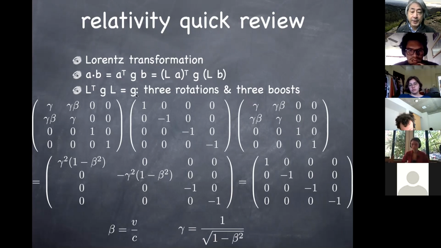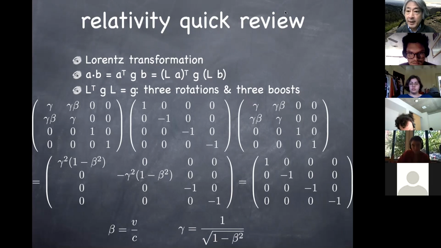So I can write this using this matrix notation. B is a column vector. This g matrix is sandwiched in between, and A transpose is a row vector. If you multiply them together, then you recover this A dot B. But the advantage of using this matrix notation here is that when you think about the Lorentz transformation, that's a linear transformation on the vector. So L is a 4x4 matrix acting on this column vector B.